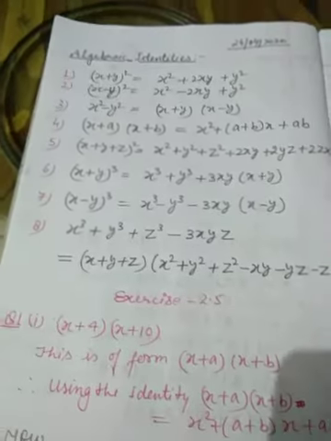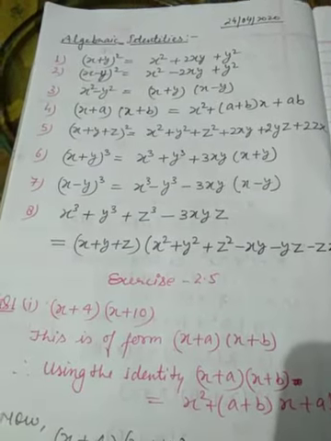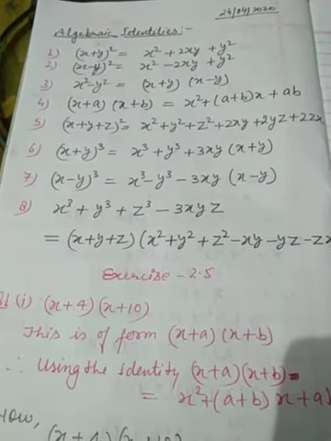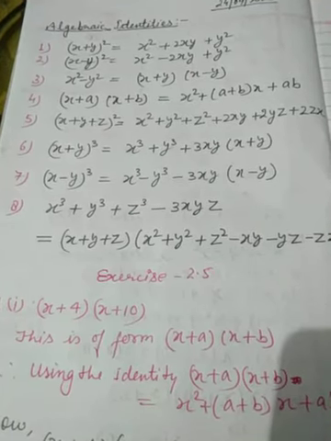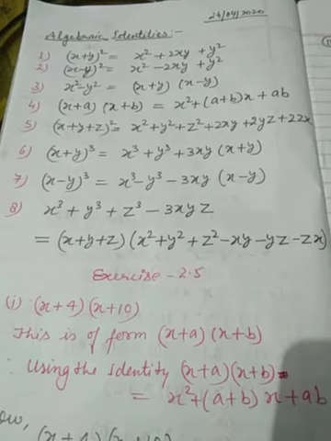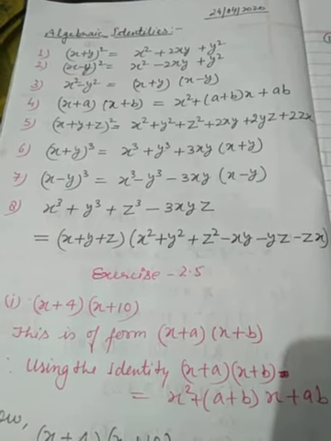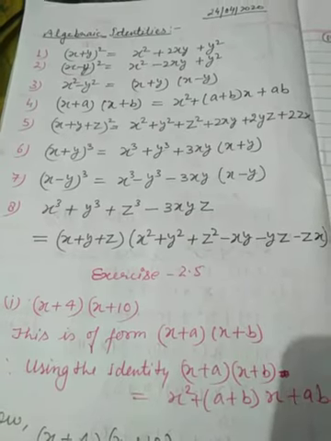The next segment of this chapter is factorization based on the algebraic identities, right? Some algebraic identities are given in this book. I would like to repeat that once again because some of them are given in the junior wing also.